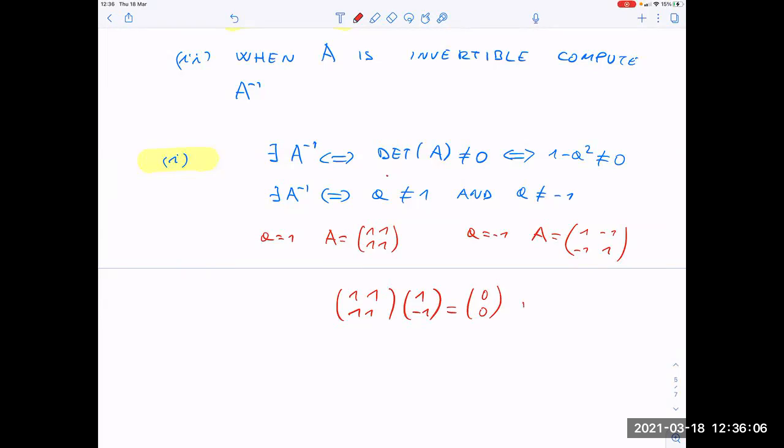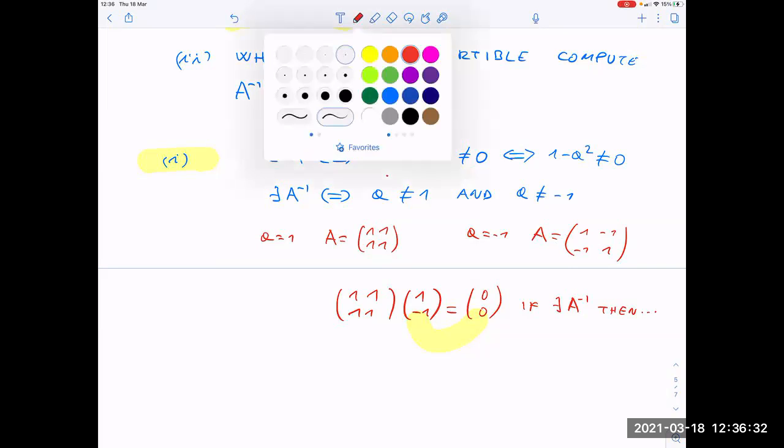And then you say, if you can find A minus 1, then you find a contradiction that these two are equal. Try to repeat the argument if you don't remember, but this is not what the exercise asked. The exercise asked for what values of A is invertible, A not 1, A not minus 1, and then we want to compute the inverse.